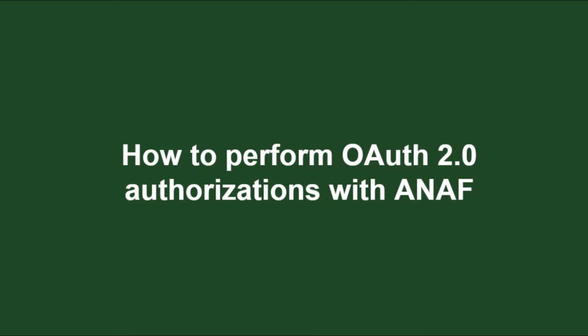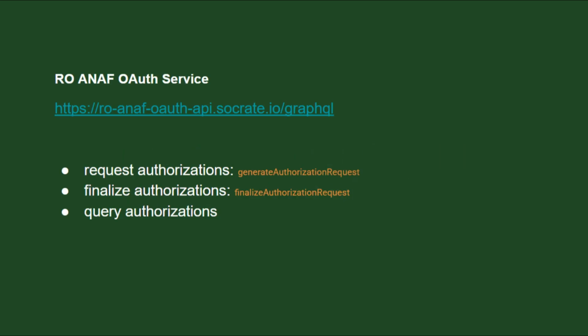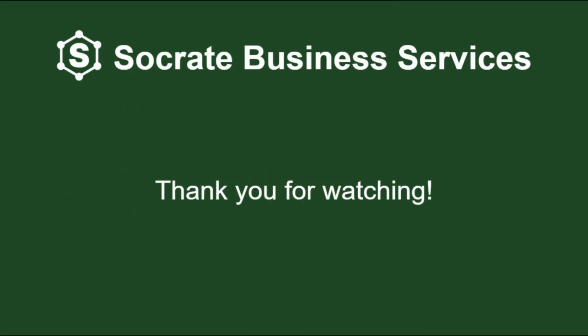To actually perform an OAuth 2.0 authorization with ANAF, your application calls the SBS API. For that purpose, SBS has a dedicated service called ROANAF OAuth service. You can call the Generate Authorization Request and Finalize Authorization Request API methods as applicable to the scenario that your application is implementing. This concludes the SBS eTransport configuration tutorial.